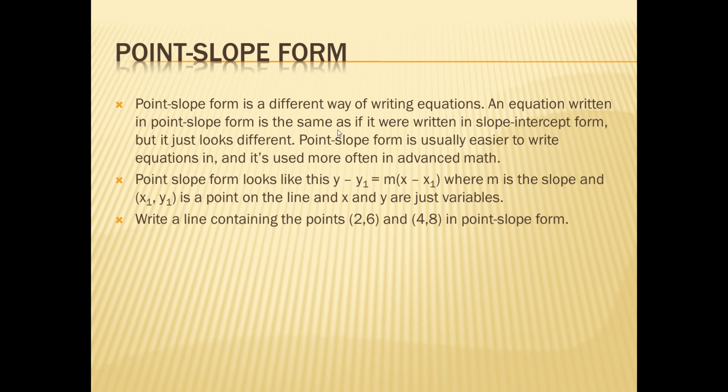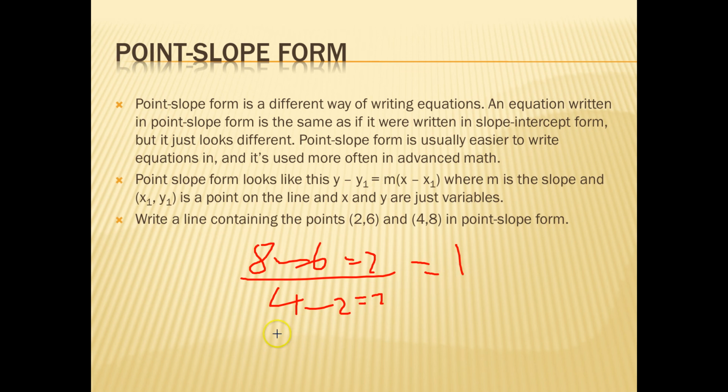Write a line containing the points (2, 6) and (4, 8) in point-slope form. So the first thing we need to do is find the slope of this line, which means we need to use rise over run. So we use this one as the second point, this one as the first point. So subtract the y values first. Divide this by the change in the x values. So this is equal to 2 over 2, the slope is equal to 1.